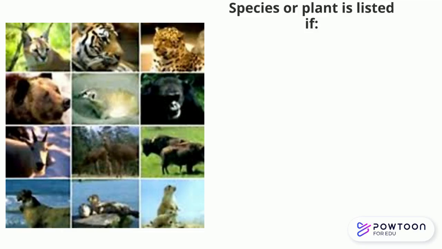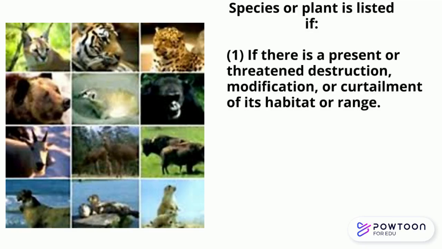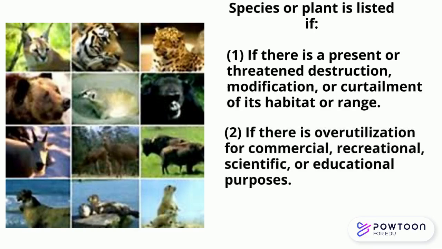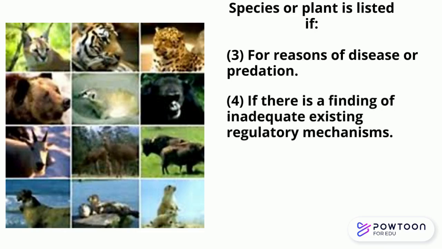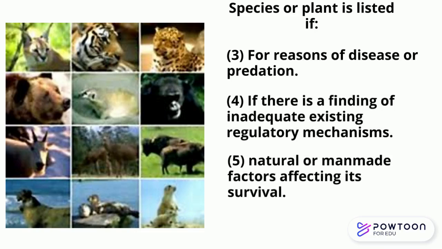There are 5 factors that, if any are present, would constitute a determination for listing. 1. If there's a present or threatened destruction, modification, or curtailment of the species' habitat or range. 2. If there's overutilization for commercial, recreational, scientific, or educational purposes. 3. For reasons of disease or predation. 4. If there is a finding of inadequate existing regulatory mechanisms. Or 5. Natural or man-made factors affecting its survival. The Secretary of Interior has to publish a list of all the species designated as threatened or endangered and then review that list for any changes every 5 years.